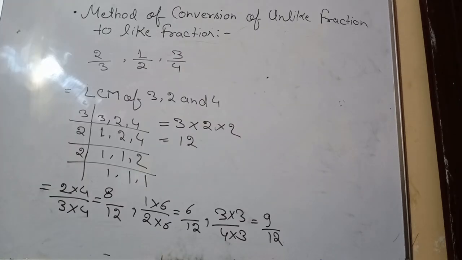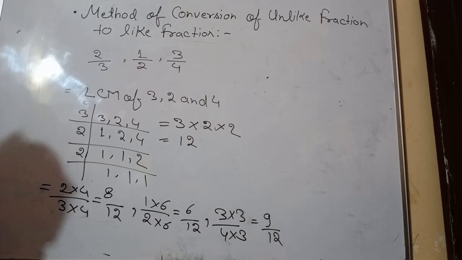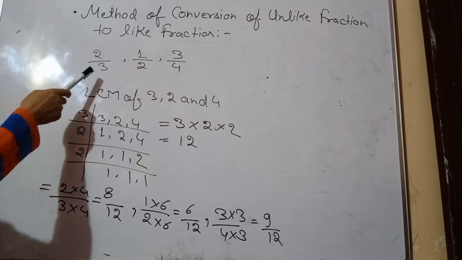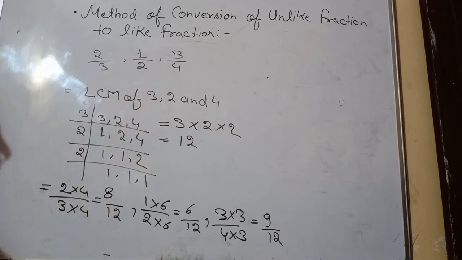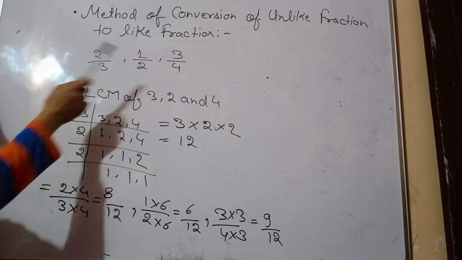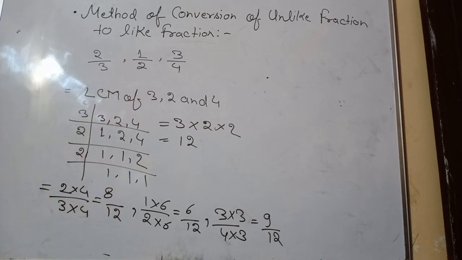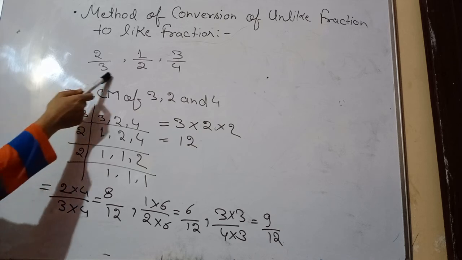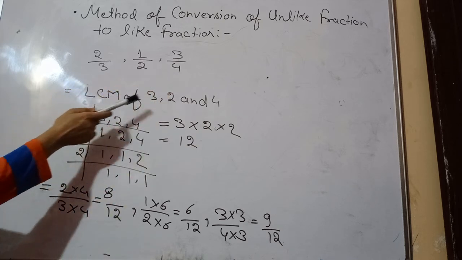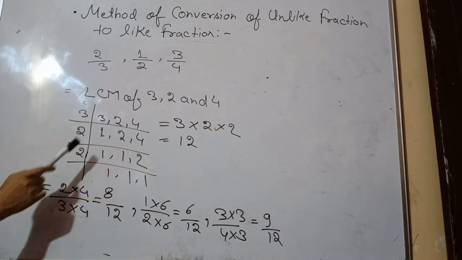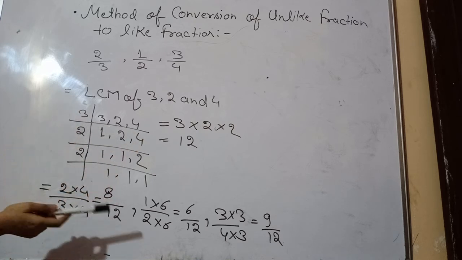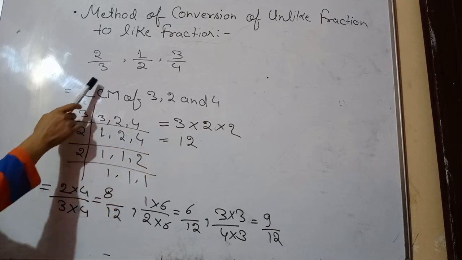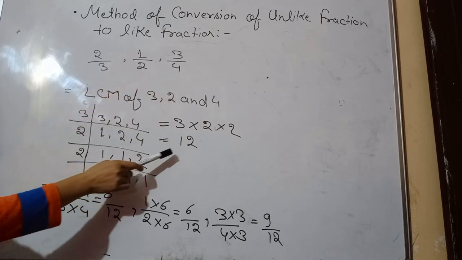Now see, there is another method: how to convert unlike fractions into like fractions. Unlike fractions means whose denominators are different from each other. So here you can see 3, 2 and 4. All the denominators are different from each other. And if we want to convert them into like fractions, what we have to do? We have to equalize the denominator. So see here what is given. First we have to take all the denominators and find out the LCM of the denominators. So 3, 2 and 4. After finding out the LCM, what we will get? We will get 12. LCM of 3, 2 and 4 is 12.